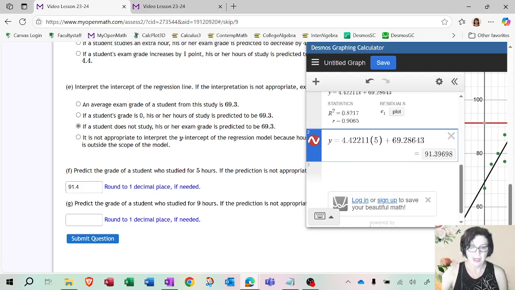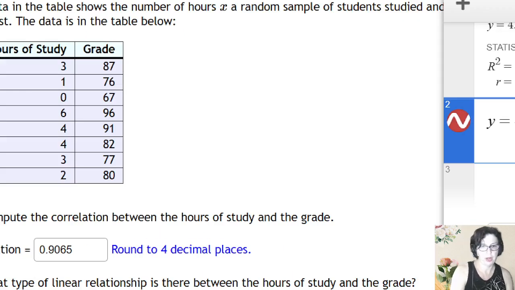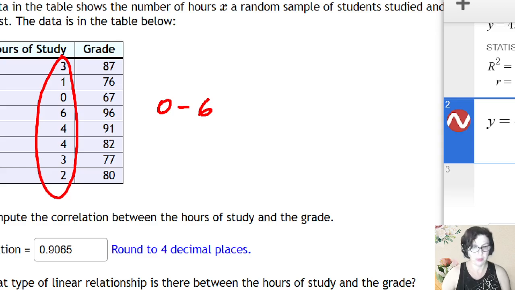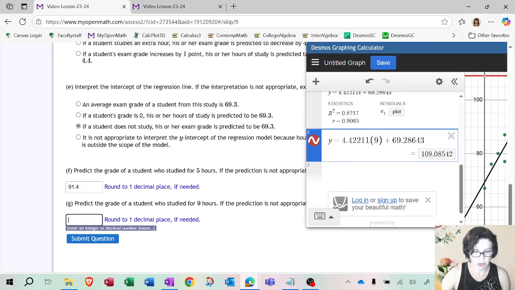Now here it says predict the grade of a student who studied 9 hours. And you may be tempted to just put 9 and say, okay, the grade is 109. But this prediction is not appropriate. Why? Because when you look at the range of your x values, they do not include anything other than from 0 to 6. So if the values are in that range, you can go ahead and predict, otherwise you don't. So 9 is definitely not between 0 and 6. So here you just type D and E.